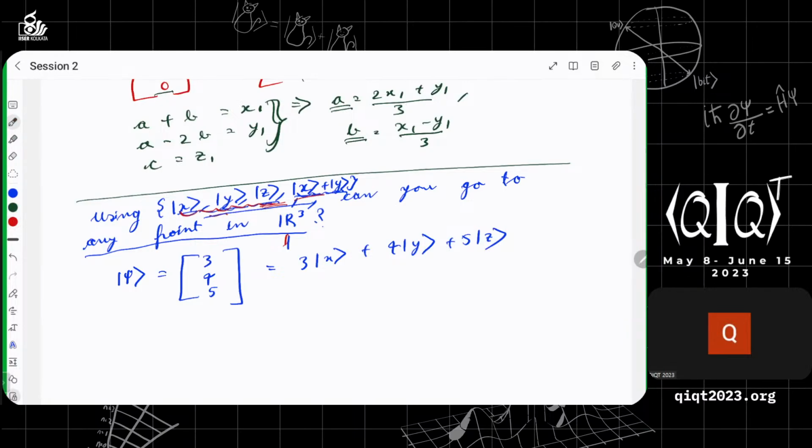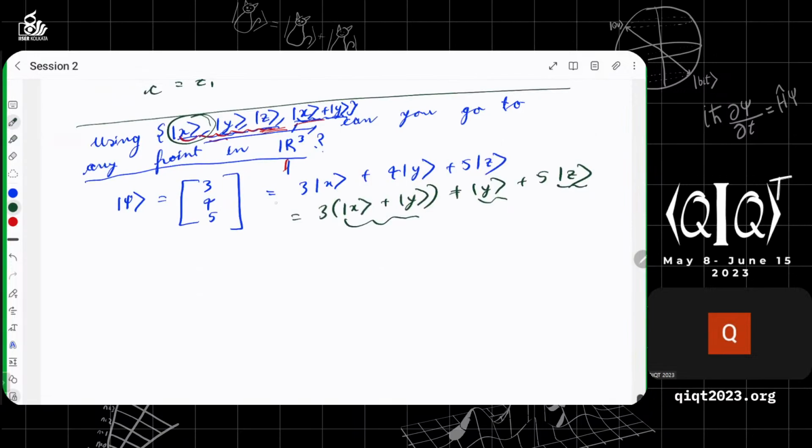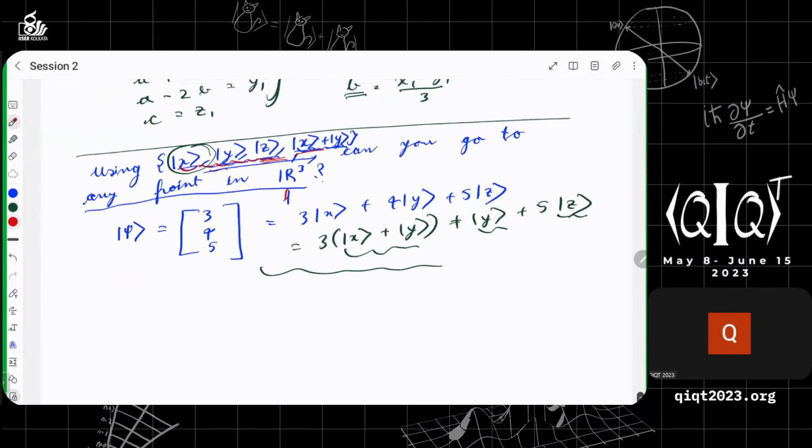But now I can also write it in some other way. For example, I can write it as say 3x plus y and then y plus 5z. So in this case, I have just used these 3, so x plus y, y and z, and I have not used x. So you can see that the problem in taking one more vector than what we really need is that the representation is not unique.